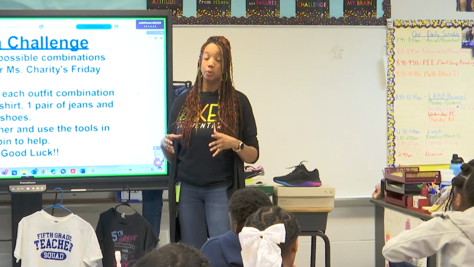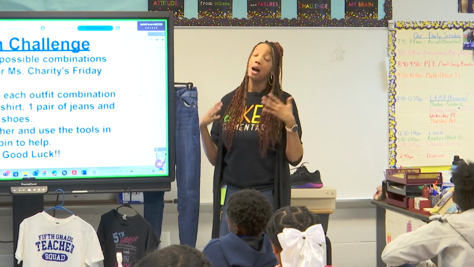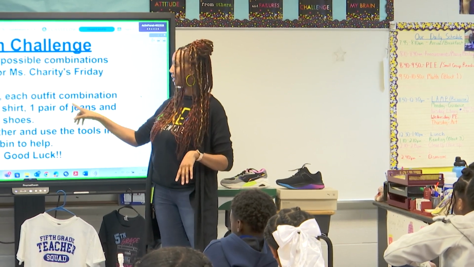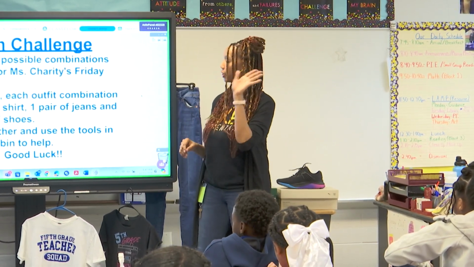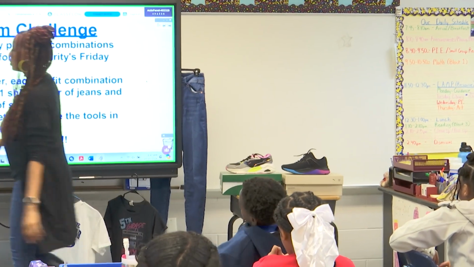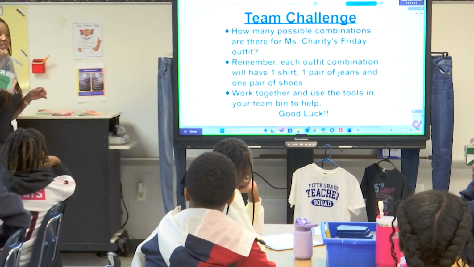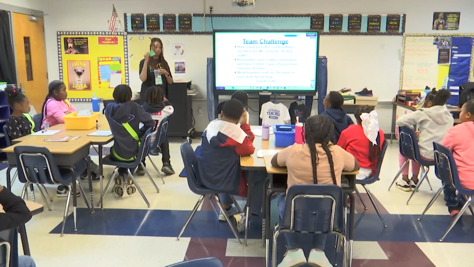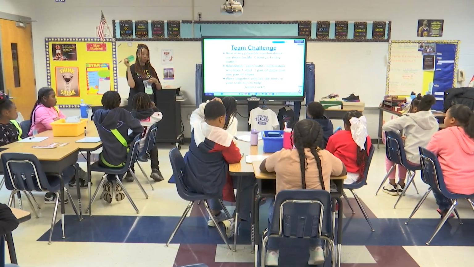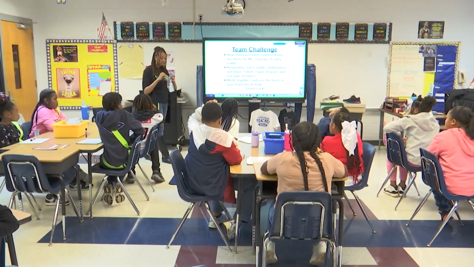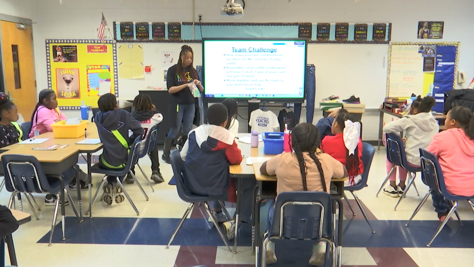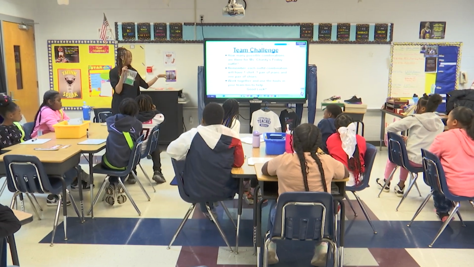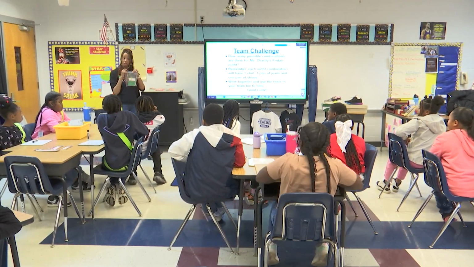So you are going to work together with your team to figure that out. Now, I'm going to provide you with some tools to help you. First of all, you have to remember that each outfit combination will have 1 shirt, 1 pair of jeans, and 1 pair of shoes. Now, I am going to give each table one of these baggies. In these baggies, there are little cards that represent each of these items of clothing. So they'll say dark jeans, white squad shirt, 5th grade squad shirt, 5th grade cactus shirt. It has all different items of clothing represented. You can use these to help you.